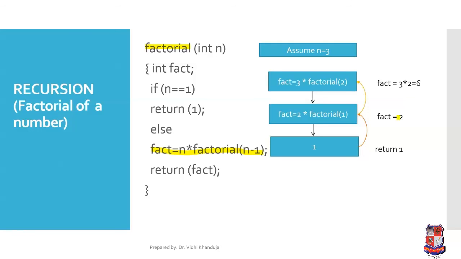So I can calculate fact is equal to 2 multiplied by 1, that is 2. Right? Now this value will be given to the previous function call, where we have written fact is equal to 3 multiplied by factorial 2. Now we have the value of factorial 2 as 2, right? So we will get 3 multiplied by 2. So the factorial of the number, the fact, will be equivalent to 6. Understood? This is how recursion occurs.